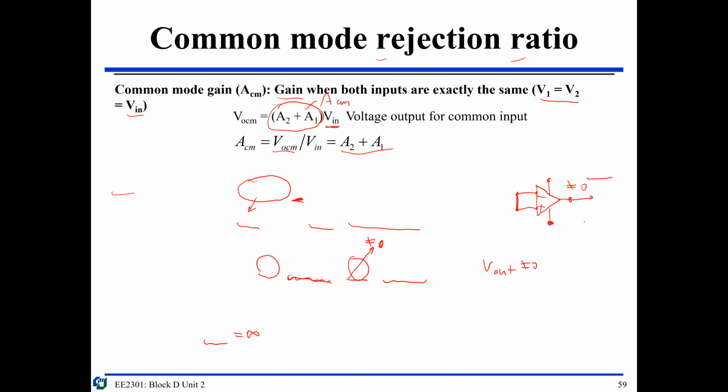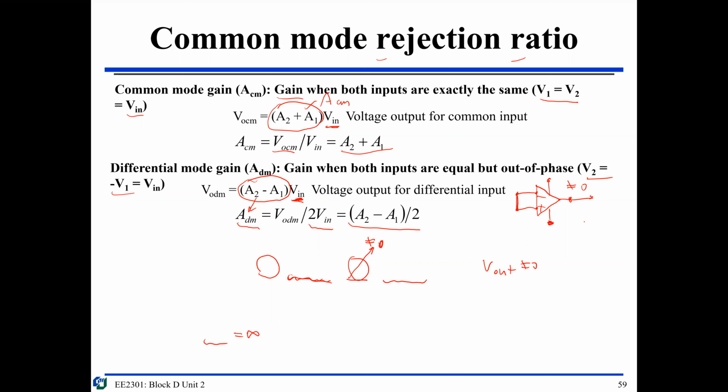So we did this one here. First of all, we assume V1 and V2 are the same, the same V in. Then we know that the input is common mode, meaning V1 equals V2. This is called common mode. Because you have the same signal, you put here a V in. So V1 and V2 are the same.